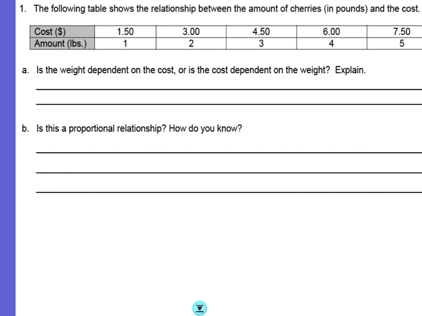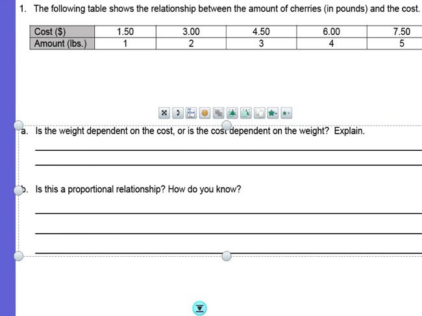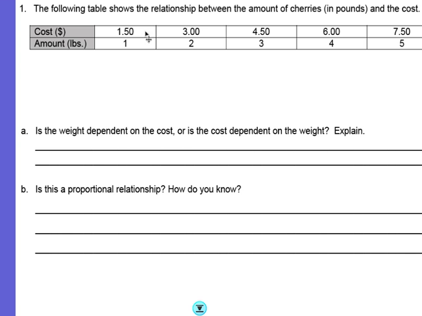It says, the following table shows the relationship between the amount of cherries in pounds and the cost. Now, this table is a horizontal table. We are more used to vertical tables, where you have X on the left side and the Y on the right side. Notice that this table does not have X or Y, and it's horizontal. We are going to figure out which one's X and which one's Y by figuring out the independent and dependent variables.